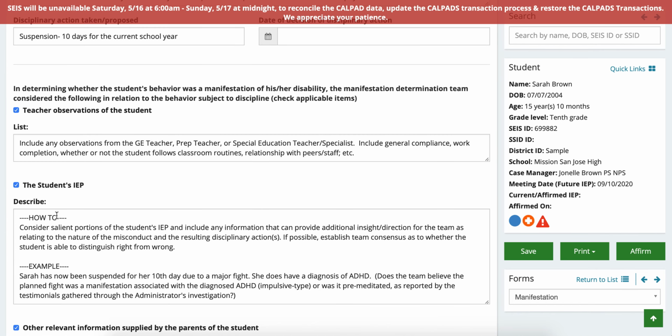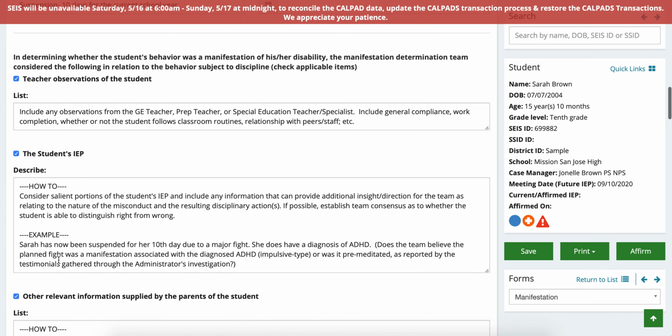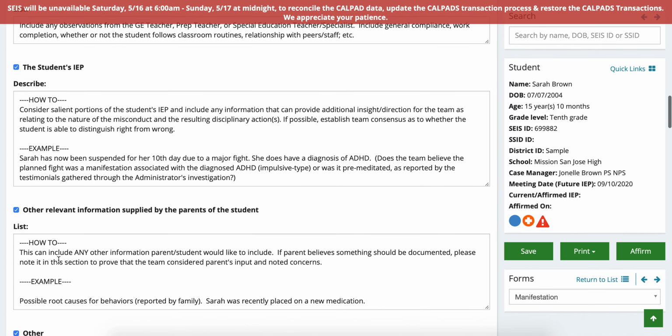And student's IEP, this is where you're going to want to describe. You're going to consider the salient portions of the student's IEP and include any information that can provide additional insight or direction for the team as relating to the nature of the misconduct and resulting in the disciplinary actions. So if possible, we want the team to actually come to a consensus as to whether the student is able to distinguish right from wrong. So just keep that in mind. We're really trying to find out whether the student knows right from wrong to be able to get into these altercations or whatever they're being suspended or up for expulsion for.